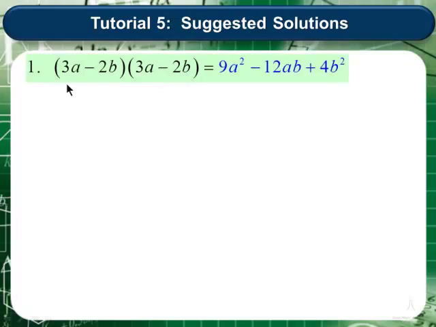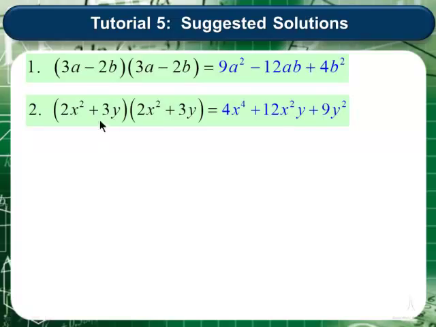In the first problem we had to multiply the binomial 3a minus 2b with itself, so it's just the square of the binomial expansion in this case. If you can remember, we square the first term, 9a squared, and the second term, 4b squared, and the middle term in such an expansion will be twice the product of the inner terms. In this case, minus 2 times 3 is minus 6ba, double that, we have minus 12ab, and that will be the expansion of this particular product.